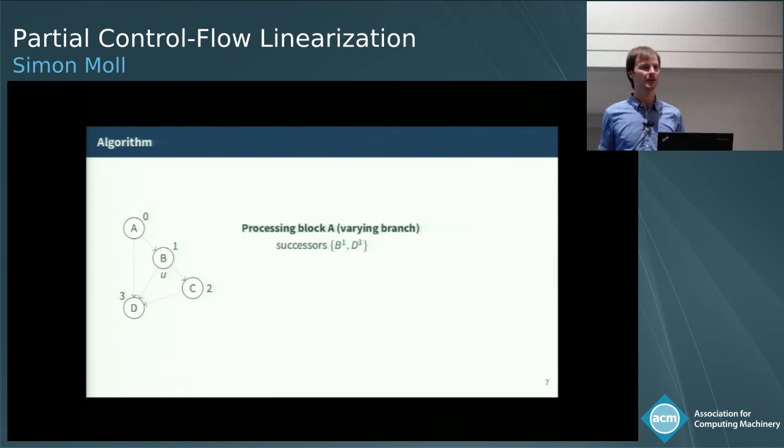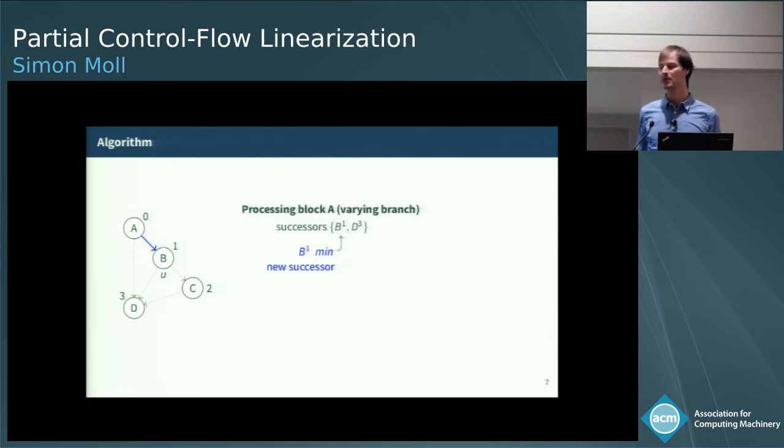And if we encounter a varying branch, what we're going to do is extract the minimum element of that set with regards to the block order, which is B1, and we're going to add only one edge from A to B. So the varying branch in A has been removed. There's only a single unconditional control flow edge now. However, we still have to account for D3. We can't just ignore it. We have to execute it if we executed A.